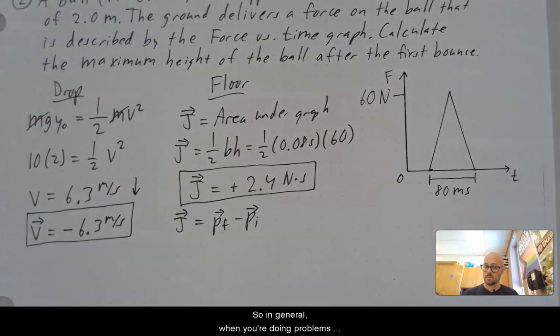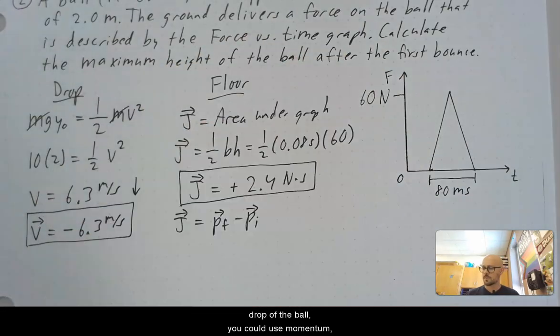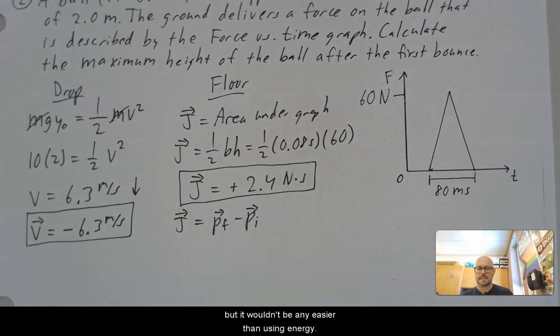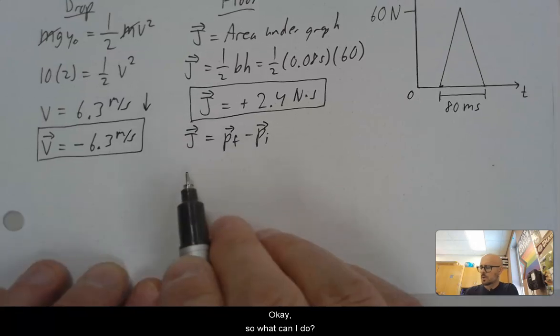So in general, when you're doing problems involving multiple concepts, you would only use momentum when there's some sort of collision or interaction between objects. This drop of the ball, you could use momentum, but it wouldn't be any easier than using energy. In fact, energy would be much easier than using momentum. Okay, so what can I do?